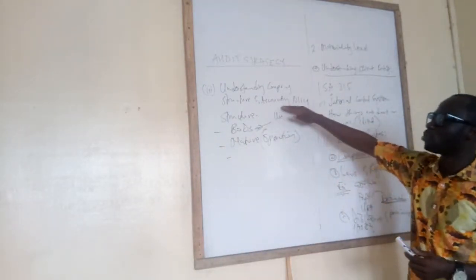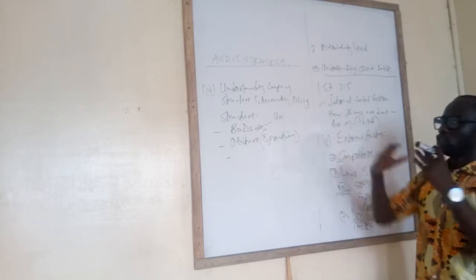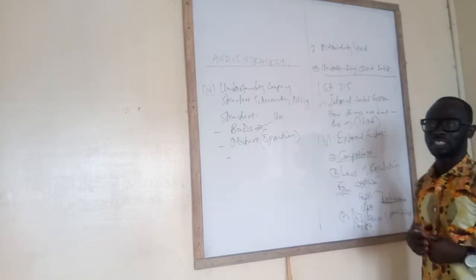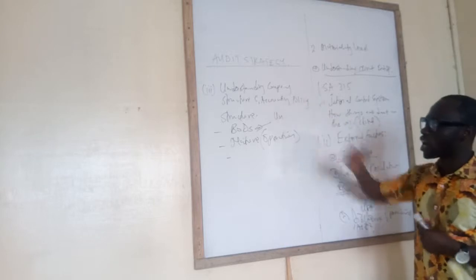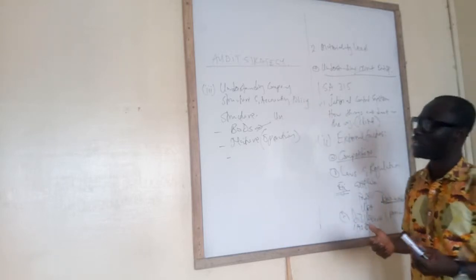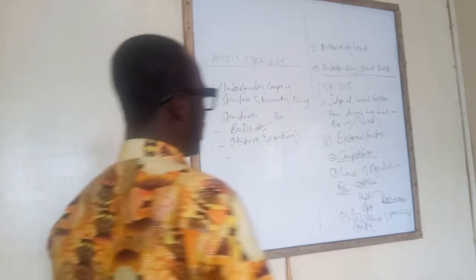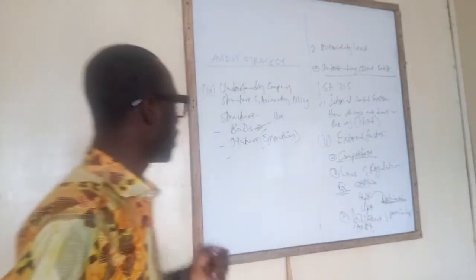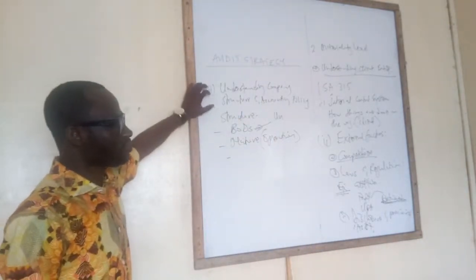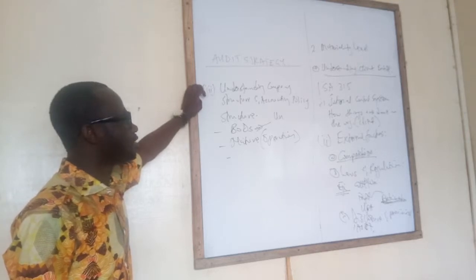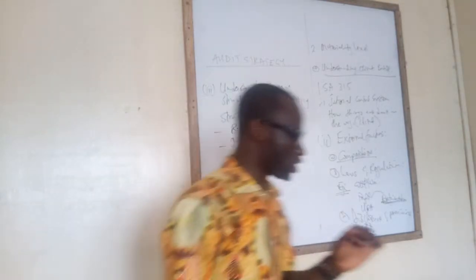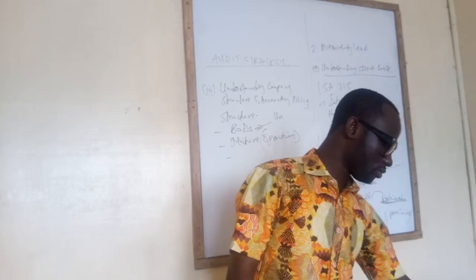Then certainly we need to understand the accounting policy. So what kind of accounting policy is this company using? What kind of accounting policy is this company adopting? We need to be able to have an idea of that. So that's the third thing: understanding the company structure and accounting system.